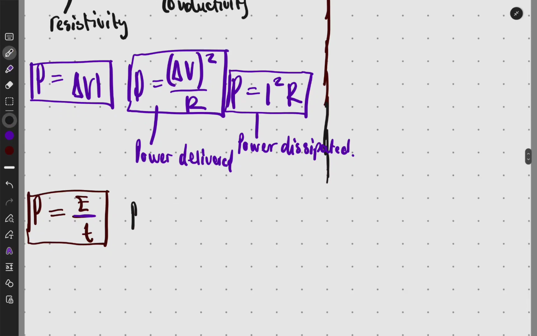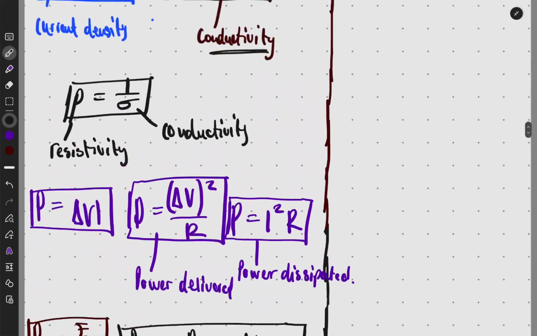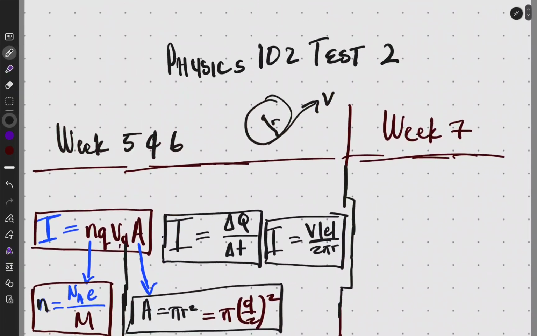Then the final one is going to be the total power when you have bulbs. The total power is going to be the power rating on one bulb times the number of bulbs. This will give you the total power in the whole thing. Okay, let's say you have several bulbs. This is how you get the total power. And this will lead us to the final formula, and we'll be done with the formulas. We will get to apply them now in the next one.